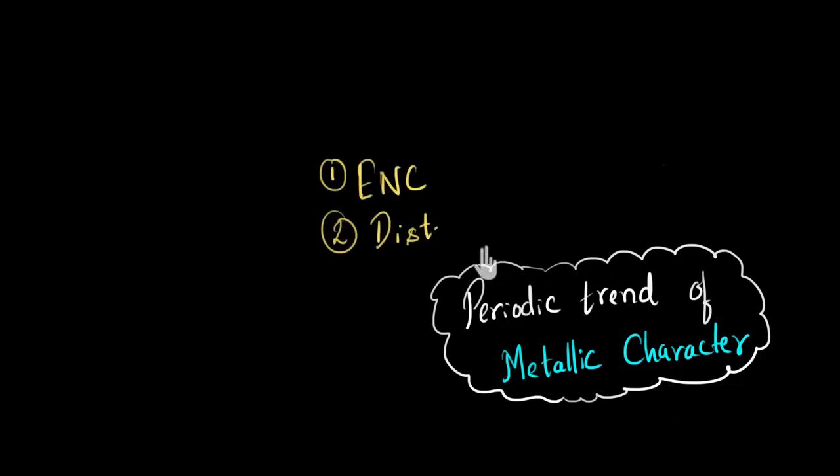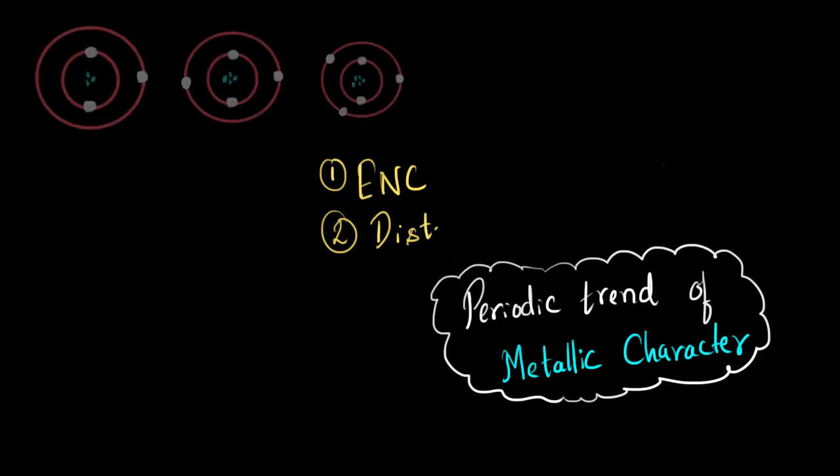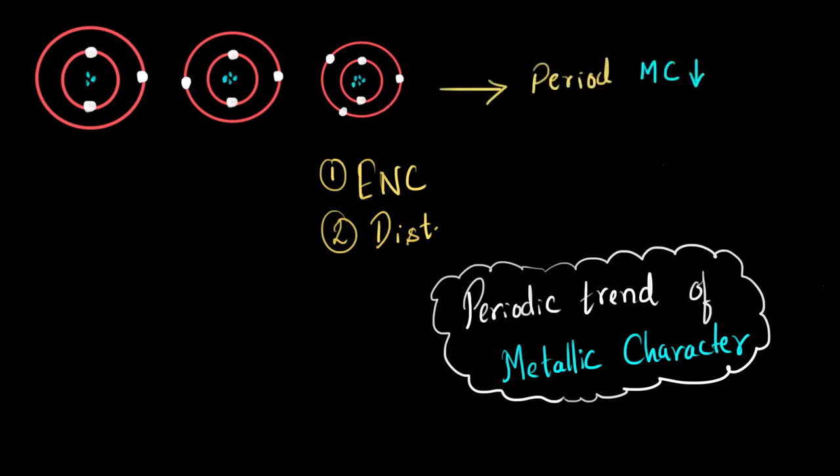Okay. Now let's summarize the video. In this video, we spoke about the periodic trend of metallic character. And metallic character can be measured by the ability of an element to give away its electron. Now this depends on 2 variables: the effective nuclear charge and the distance between the nucleus and the valence electron. Now as we go across a period, the effective nuclear charge increases, meaning it becomes harder to give away the valence electron. Also, the distance reduces, meaning it becomes even harder to give away the valence electron. So as we go across a period, it becomes harder to give away the electron, meaning the metallic character reduces.